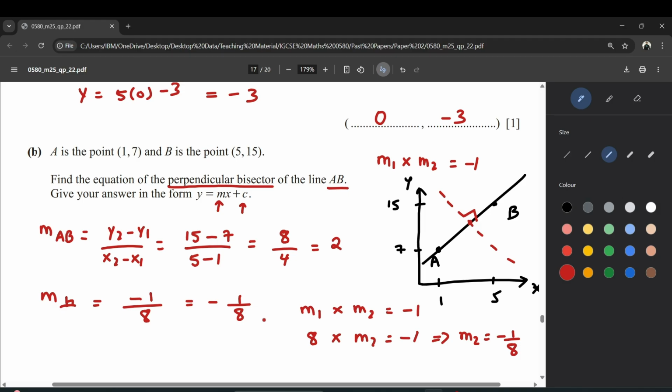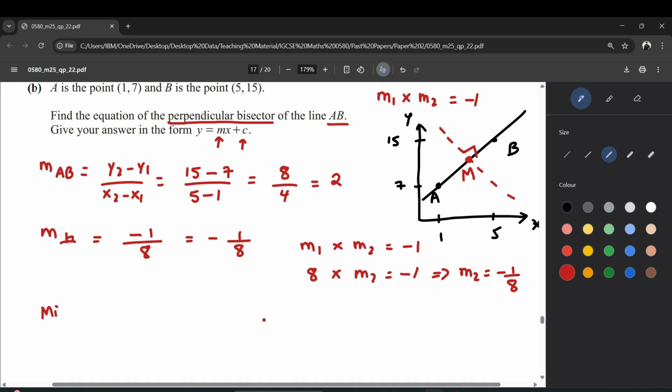In order to find the equation, or let's say the y-intercept, I need one coordinate that passes through this line, so that I can substitute the y value and the x value, and hence find c. The only point that is relevant to us is this point where the intersection takes place. Remember, I told you that a perpendicular bisector passes exactly through the center. It cuts the line at the center. That means this point is going to be the midpoint M.